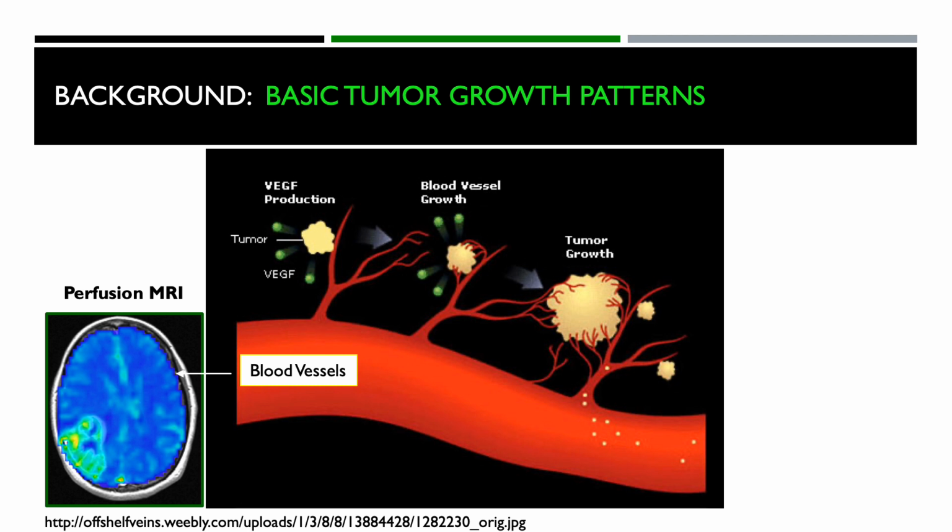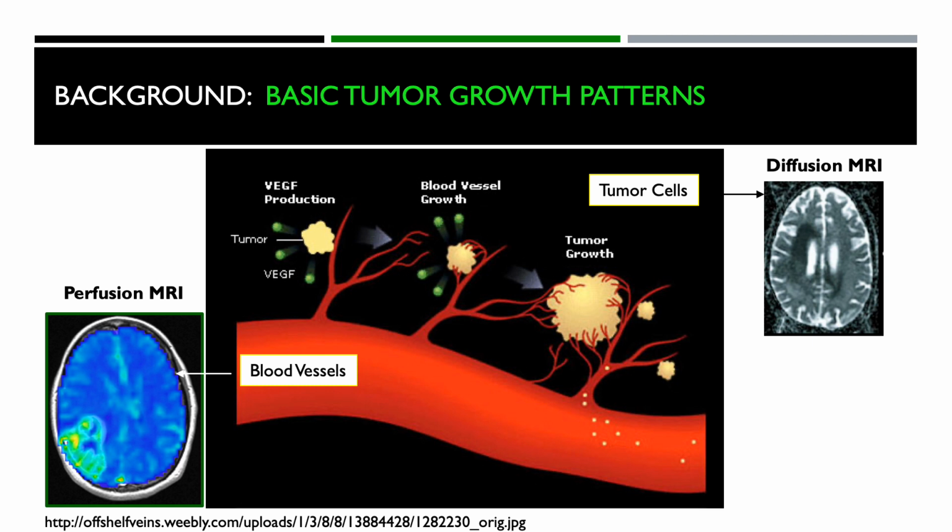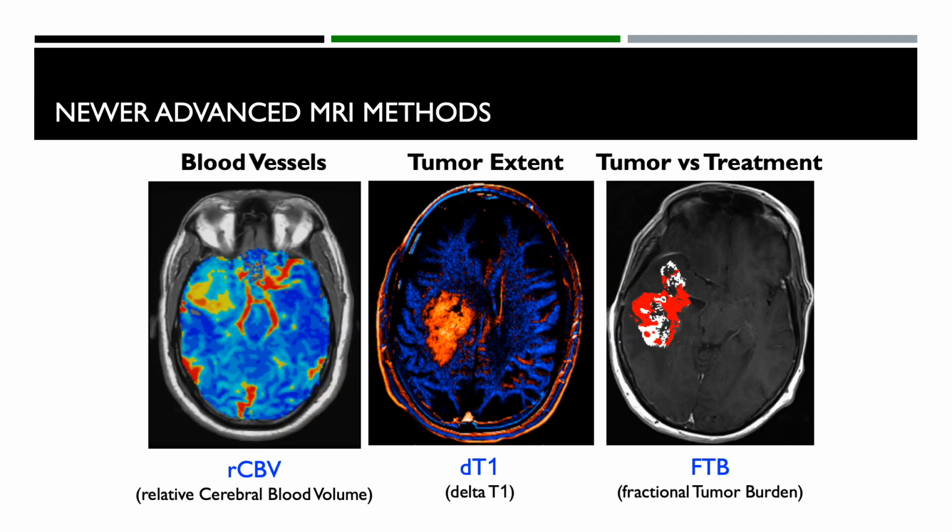So it looks at the perfused vessels throughout the brain, and diffusion MRI, which actually gives us information about tumor cells. So I'm going to talk about these methods in the context of that treatment paradigm. Specifically, I'm going to talk to you today about blood vessel mapping, which we refer to as relative cerebral blood volume. Then also a method that we've developed to better delineate the extent of tumor. We refer to this as our delta T1 map. And then taking these two types of images together, we can create something called a fractional tumor burden map, which gives us a measure of tumor versus treatment effect.